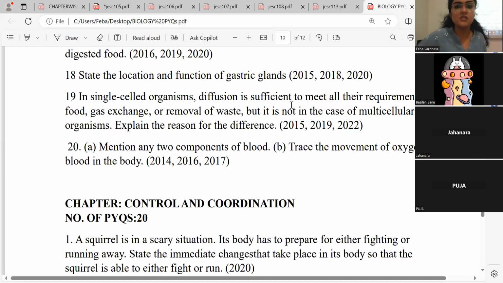Now, in single-celled organisms, diffusion is sufficient. We discussed that. Why is it that we have a respiratory system in multicellular organisms? That's clear, right? This question is clear.